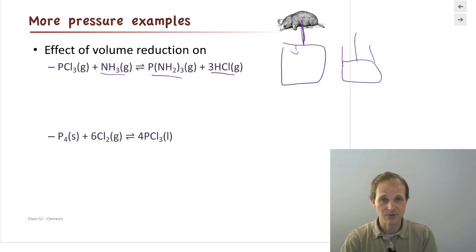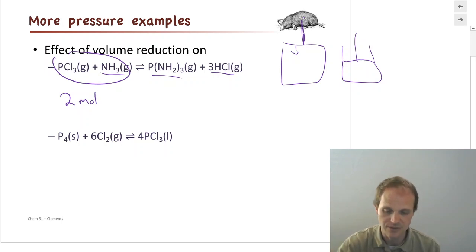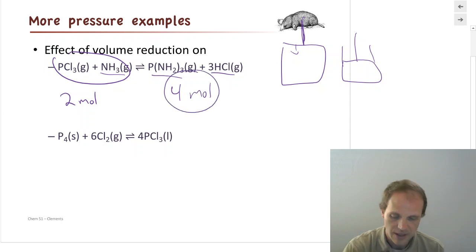And so our system's going to respond by trying to undo that increase. It's going to say, hey, I want less things in there, because what you did is you increased the pressure. You increased the total concentration in the system. I want to undo that. And so it's going to go to the side with less gas. So if we look over here, we've got a total of 2 moles of gas, 1 mole of PCl3, 1 mole of NH3. And if we look over here, we've got a total of 4 moles of gas.